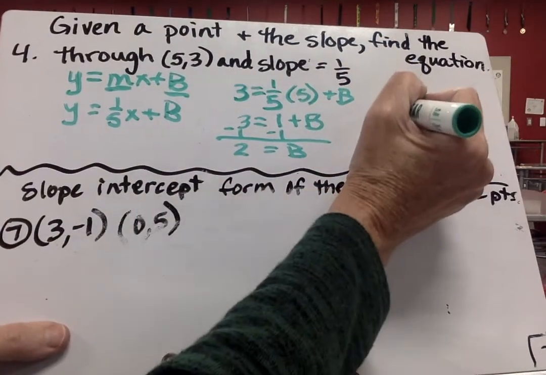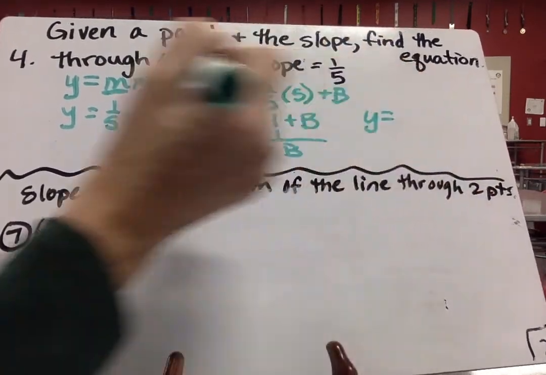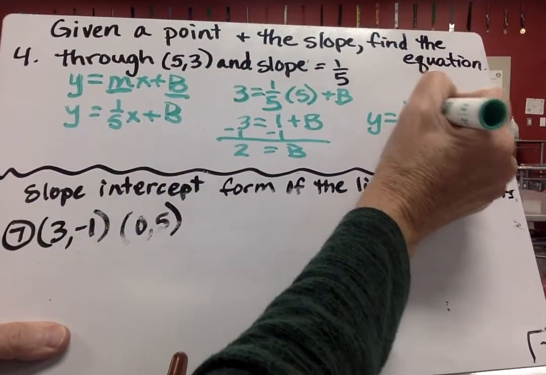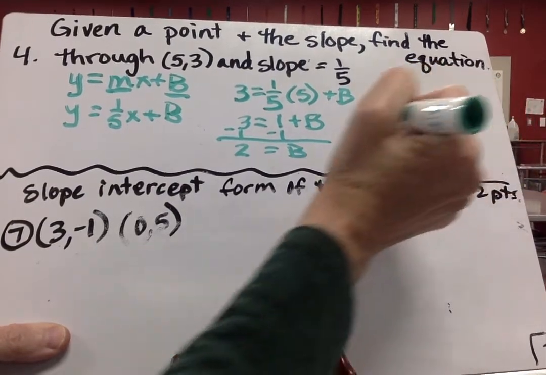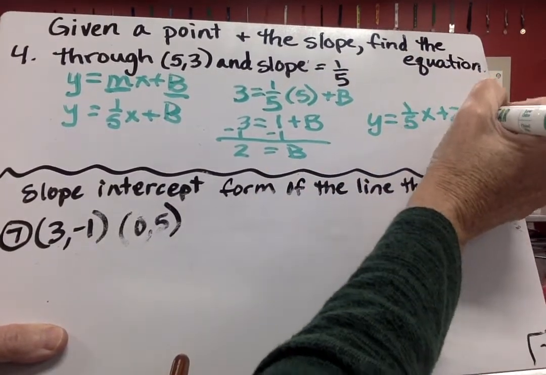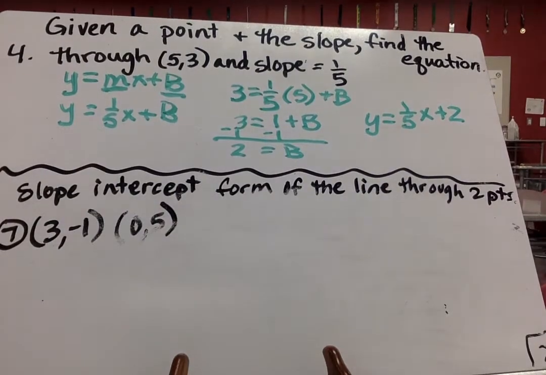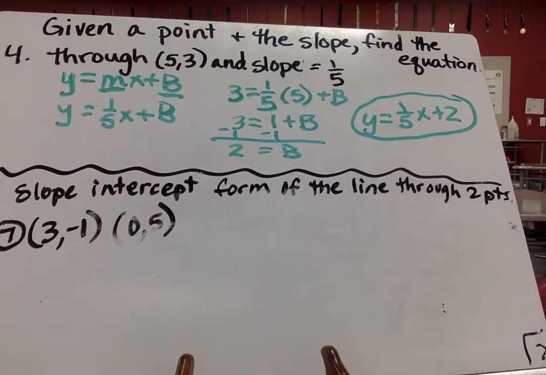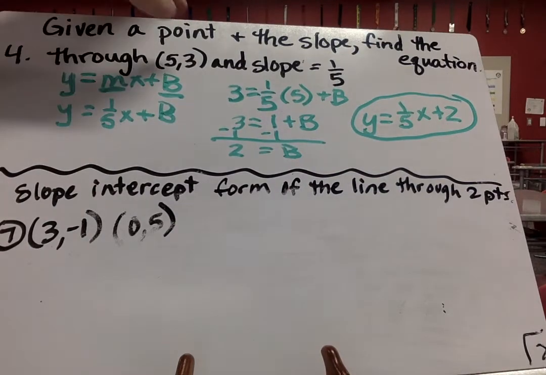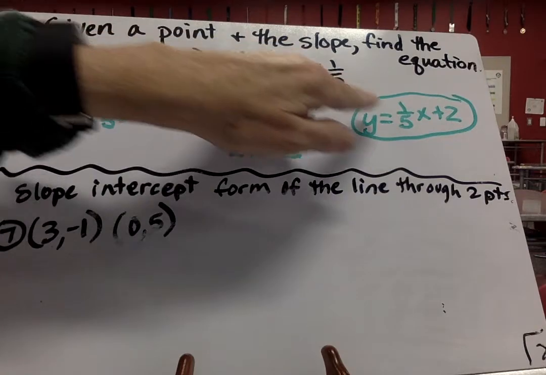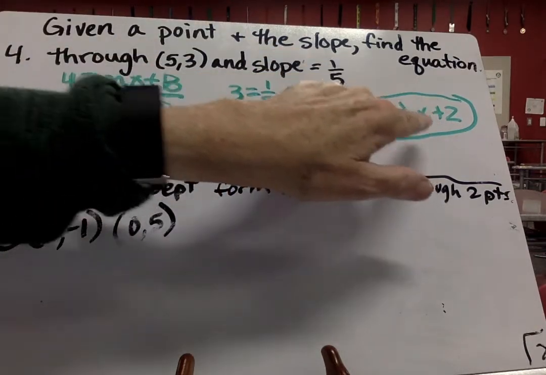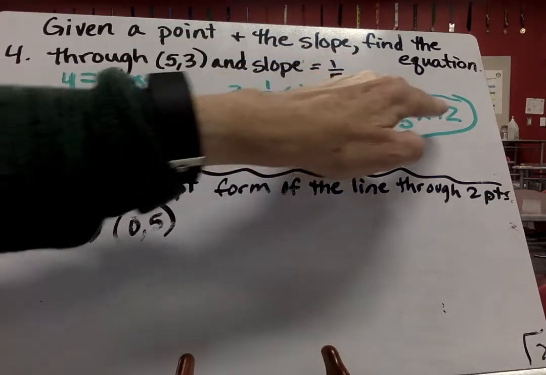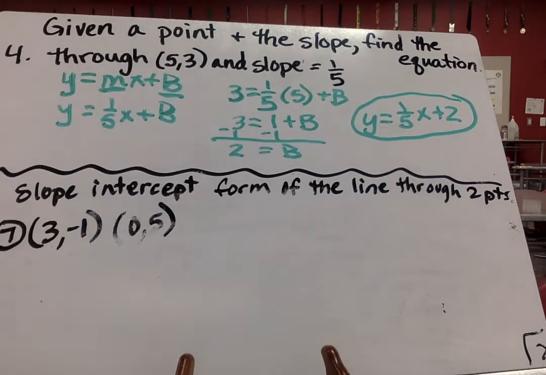So at the very end, we put y equals, m is our slope, that's 1/5, x, and then b is 2, plus 2. If this had been a negative number, you could have just put minus whatever number. And there's your final answer. And you can always go back and check that by putting this point in, making sure that's the slope that matches that. If we put 5 in there, 5 times 1/5 is 1 plus 2. Did we get 3 out? And the answer is yes. So that's how you do number 4.